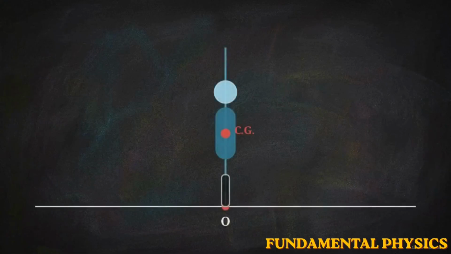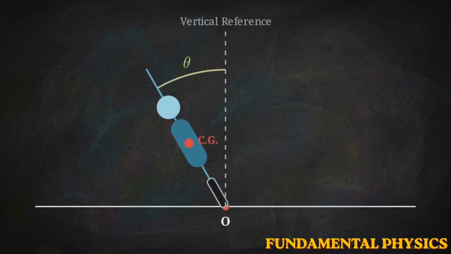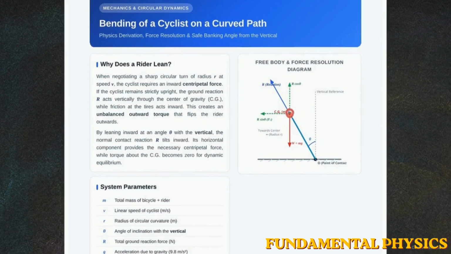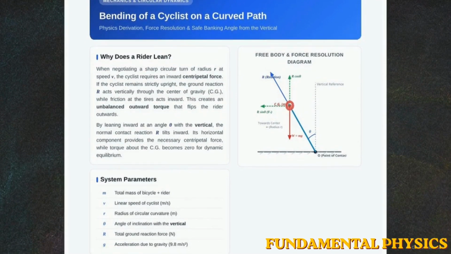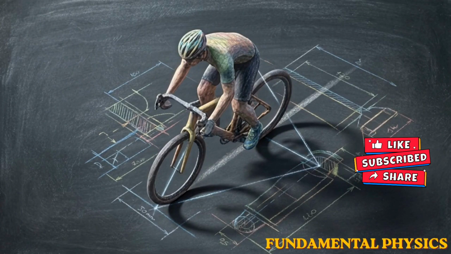To stay upright, the rider must lean inward at angle theta, measured from the vertical reference. By leaning, the total ground reaction force, the blue vector R, tilts inward, aiming directly through the rider's center of gravity. Because this tilted force now aligns with the center of gravity, the twisting torque is eliminated. The rider enters a state of dynamic equilibrium. This lean is a structural requirement, realigning invisible force vectors to keep the bike from flipping outward.